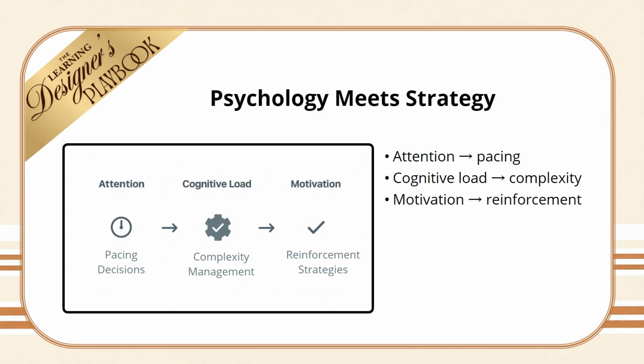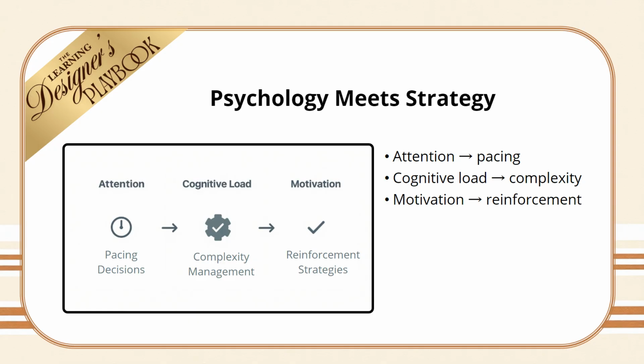Here's where psychology meets strategy in practice. Let's take attention. Research shows us that people have natural attention spans that fluctuate. Strategically, this means we design pacing carefully, using breaks, interactive moments, and varied delivery methods. Now consider cognitive load. Science tells us that learners can only process so much at once. Strategically, we manage complexity by sequencing information, scaffolding content, and spacing practice.